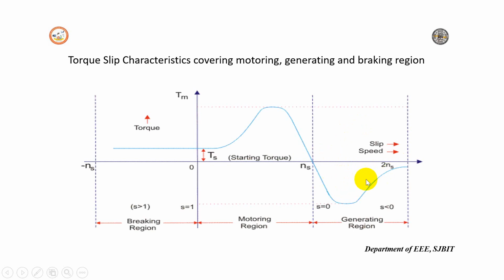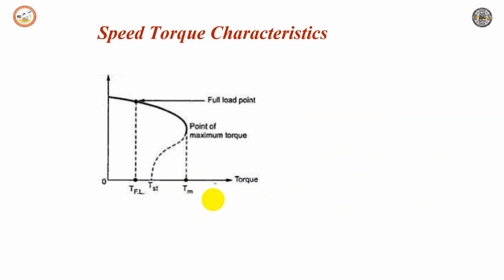When running as a generator, it takes mechanical energy and supplies electrical energy from the stator. Thus negative slip in this generating action takes place, and the nature of the torque slip is reversing, exactly the reverse of the induction motor, because it is generating. So this shows the complete torque slip characteristic, showing the motoring, generating and braking regions. The torque ratios are normally calculated with respect to maximum torque and full load torque. We have seen the torque slip characteristics of an induction motor, and now the speed torque characteristics.